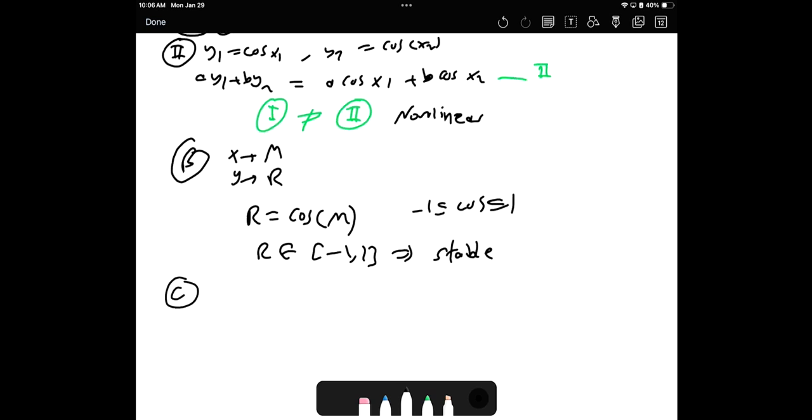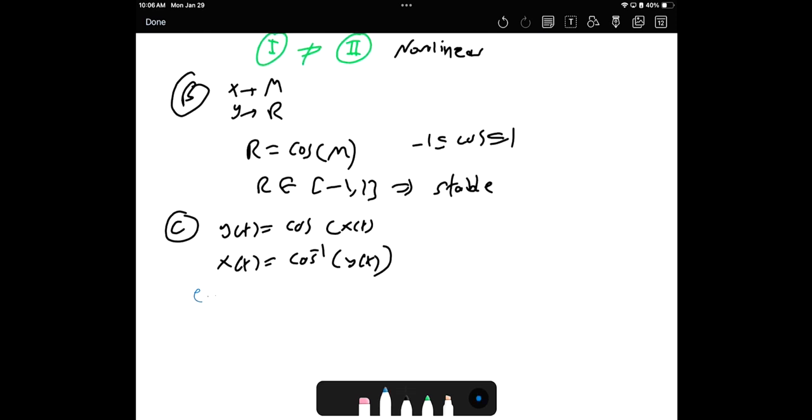Now part C, to check if it is invertible. y of t equals cosine of x of t. Can I find x of t? Let's see, x of t equals cosine inverse of y of t. Is this invertible? Can this yield a unique value, or will it give several values? Let's assume, as an example, y equals 1/2. So x will be cosine inverse of 1/2, which can be either 60 or negative 60 degrees. Is this correct? So this yields two different values, not unique.